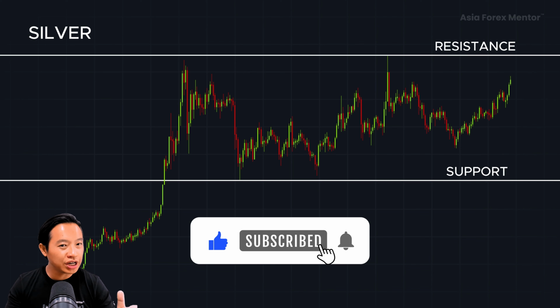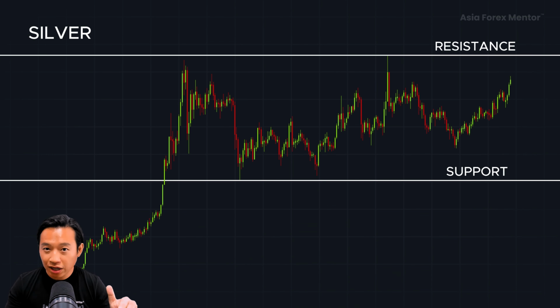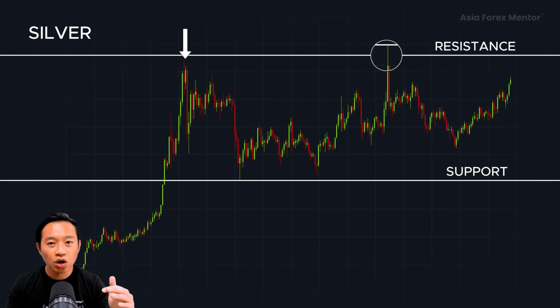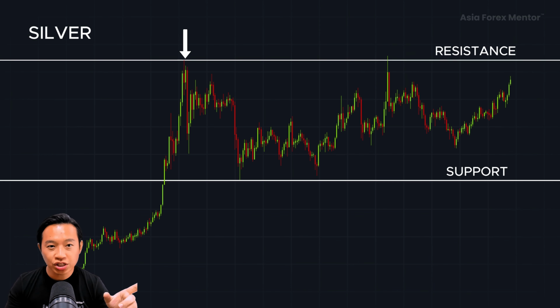If I want to adjust the resistance to the extreme highs, I will ignore these highs over here as it only has one touch. Instead, I will shift it down lower where I have one touch and then two touches, maximizing the number of times price interacts with the resistance level. Does this make sense? Okay.